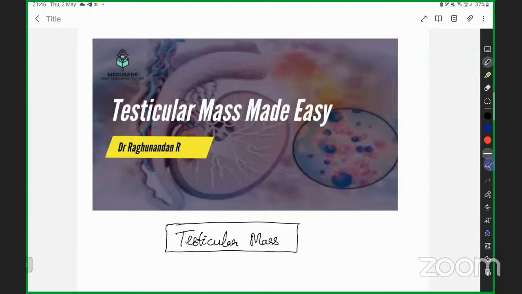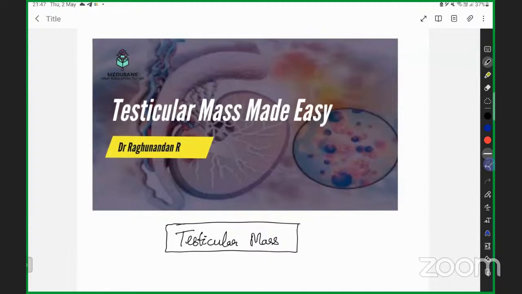So, I think we would have completed all the renal masses and renal tumors, and then bladder injury, urethra injury. Then we have discussed the urethral stones, everything we have discussed. And today we are going to move towards a very fantastic topic, testicular mass.